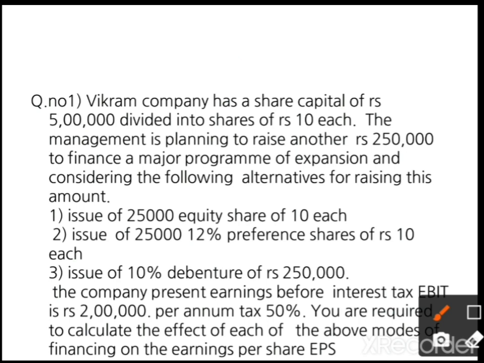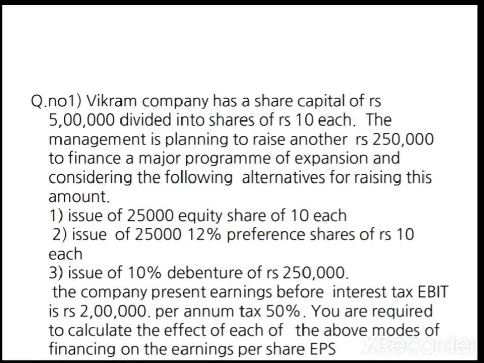The management is planning to raise another 2,50,000 to finance a major program of expansion and is considering the following alternatives. It means the management is deciding on the expansion of their business. Because of that, they are going to collect another 2,50,000 by the following methods. Plan 1: issue of 25,000 equity shares of rupees 10 each. Means plan 1 is entirely equity shares.